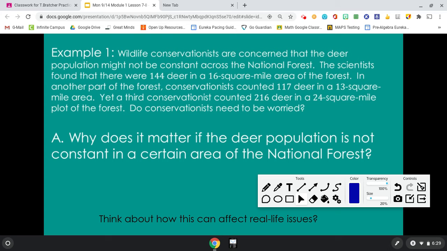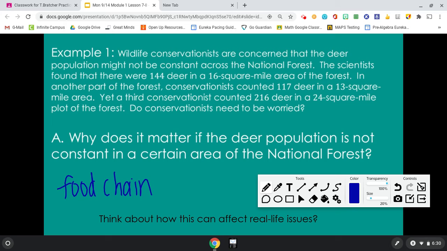But let's just first start off with question A. It says, why does it matter if the deer population is not constant in a certain area of the national forest? So if you think about how it connects to real life, one of the first things that I would think about is the food chain. So for some reason, in a specific square mile radius, let's just say there were very few deer at all. That must mean that there's something in there happening to the deer, and maybe that would be a bigger animal eating the deer in that specific area.